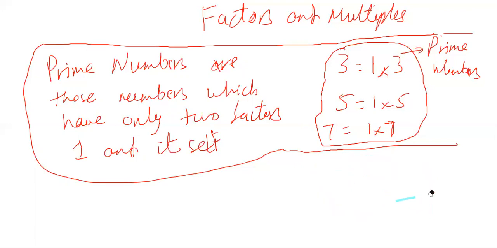So what are prime numbers? Prime numbers are those numbers which have only two factors, 1 and itself. And these are the examples of prime numbers. When you are done writing the definition down in your copy, let me know. Okay, write it down.